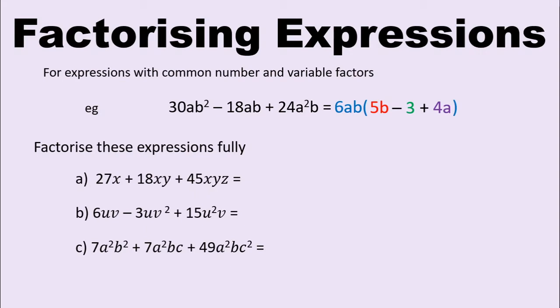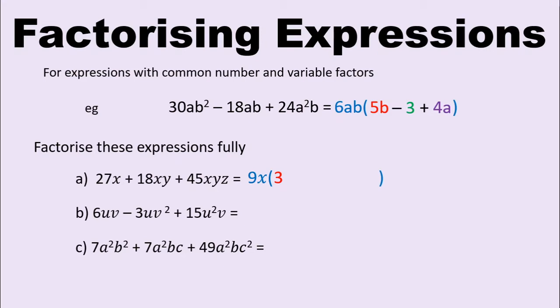So looking at example A, looking at the numbers 27, 18, and 45, I can think of a factor of all three terms. My highest common factor is 9. But also look at the letters. x, xy, xyz. All three of those terms also involve the letter x. So my highest common factor is a number and variable factor, 9x. And then inside the brackets, I'll look for my factor pairs. 27x divided by 9x would leave me with 3.